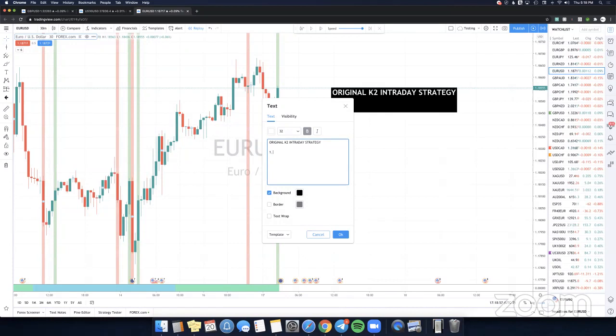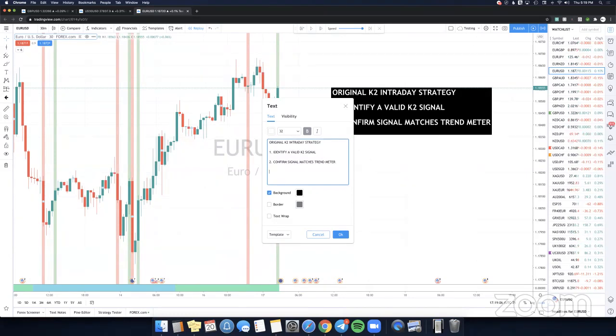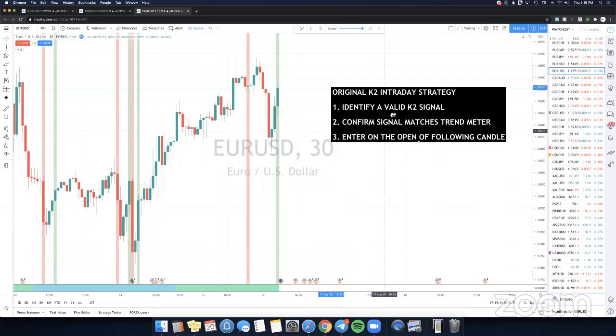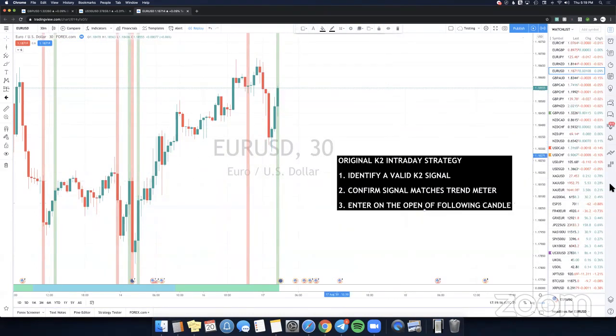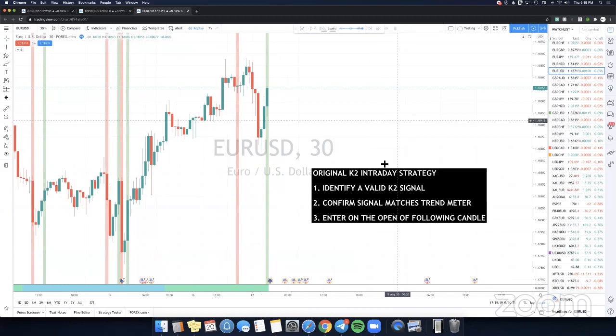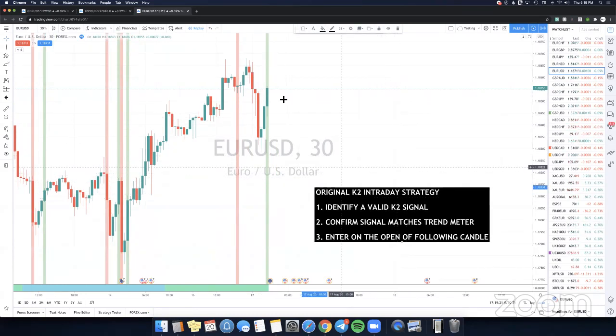First, identify a valid K2 signal. Confirm the signal matches the trend meter. Lastly, enter on the open of the following candle. Right here you want to identify a valid K2 signal. Here we have a valid buy signal, since it's a green buy signal with a green bullish candle inside.